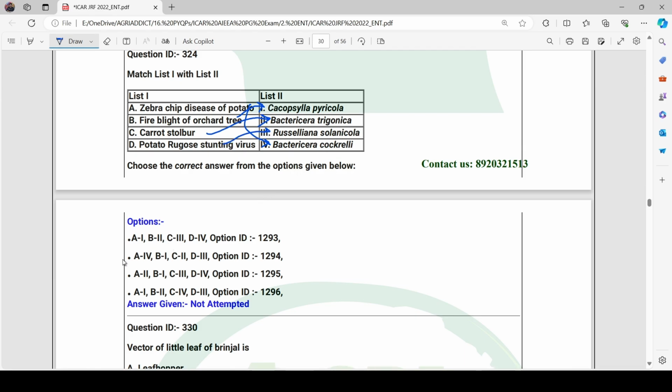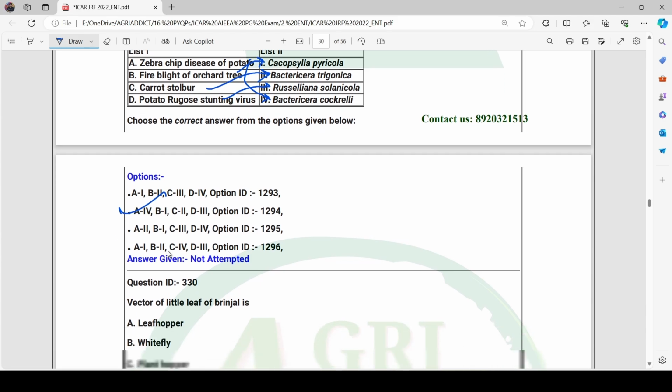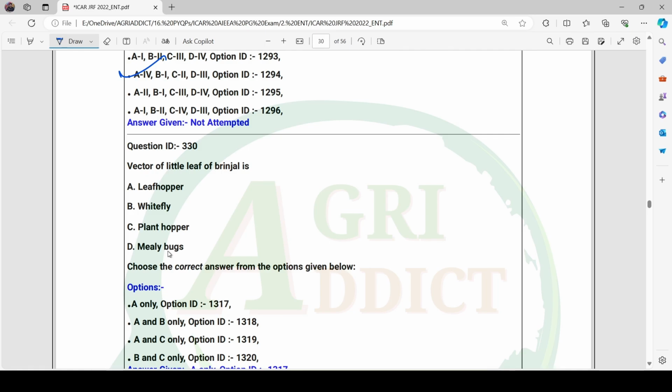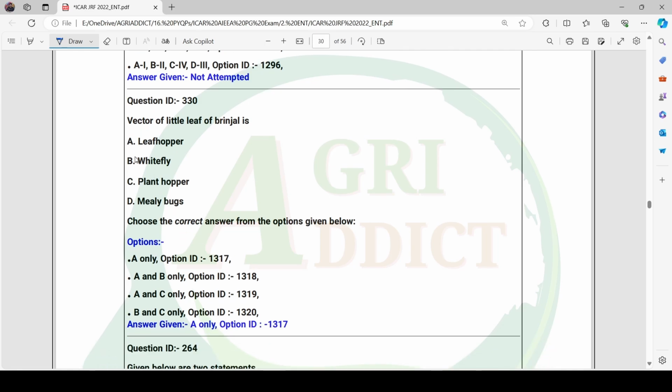So if you know, then you should attempt this type of question. The rest you should leave if you don't know. So here the answer is A4, B1, C2, D3. Vector of little leaf of brinjal. Again the same question, leafhopper. A only is the correct answer. Option A.